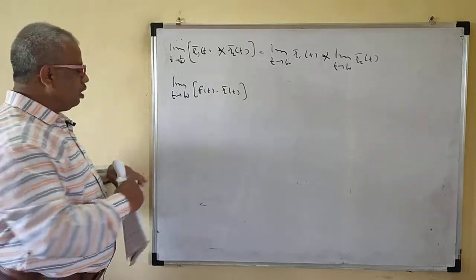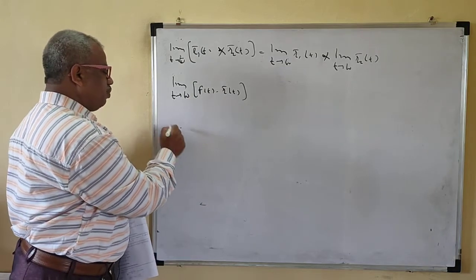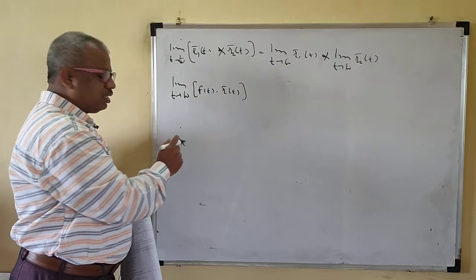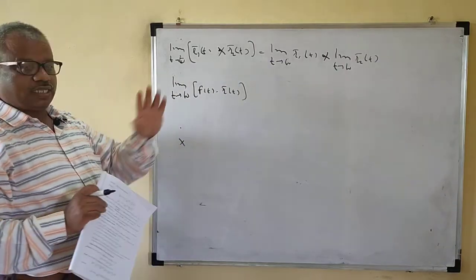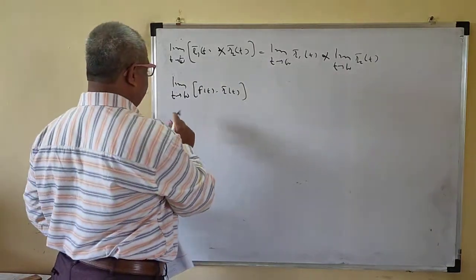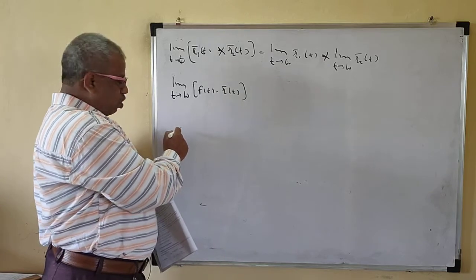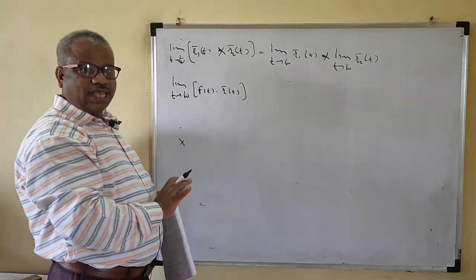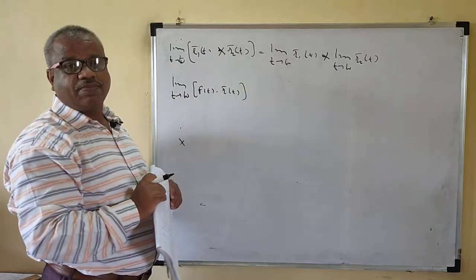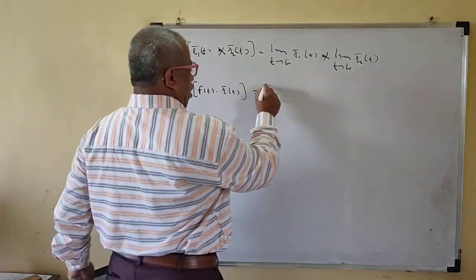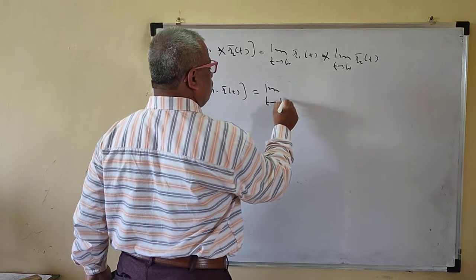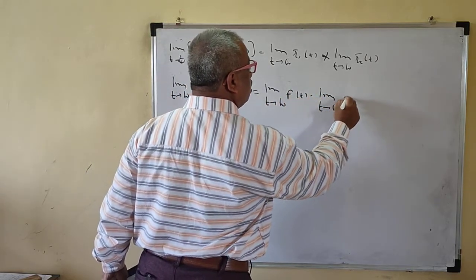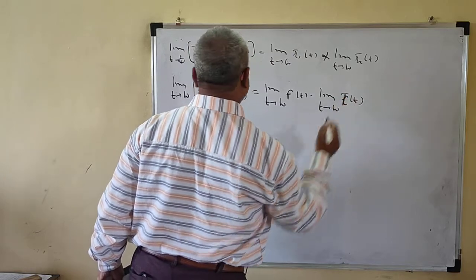If this is a scalar function, whether dot or cross is there or not, it is the same. No symbol, dot, or cross, all have the same meaning if this is the scalar point function. So this is the limit as t tends to t naught of f of t into the limit as t tends to t naught of r bar of t.